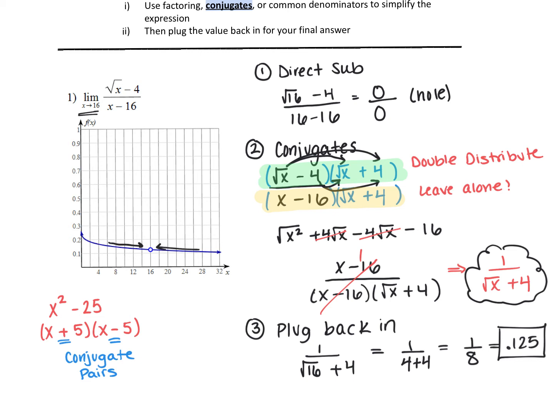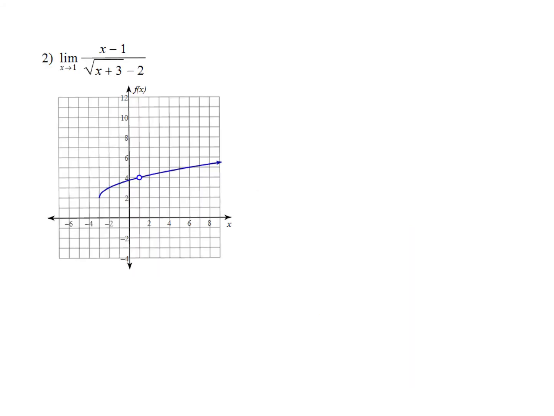All right, let's move on to the next example. All right, so in this one, I want to find the limit as x approaches 1. We can clearly see from the graph that the limit from the left and the limit from the right are both approaching 4, so we know the answer should be 4. But on an exam, you're not going to have the graph. We need to be able to know how to do this algebraically.